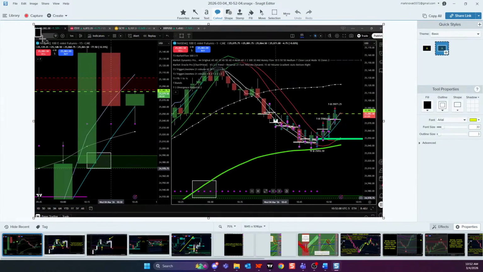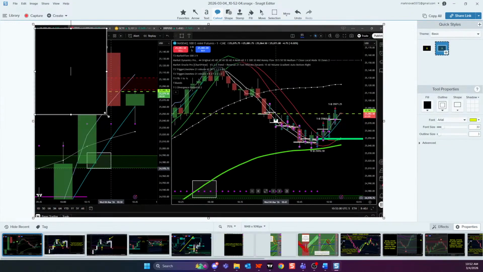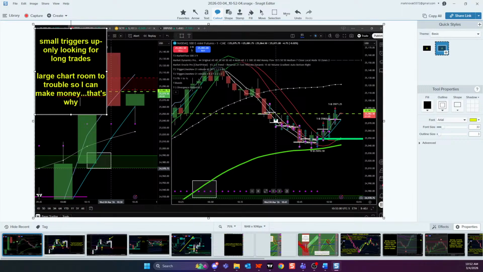So on the large chart, we're going to annotate our trade. Large chart, small triggers up. Only looking for long trades. Large chart, room to trouble, so I can make money. That's why I'm here.